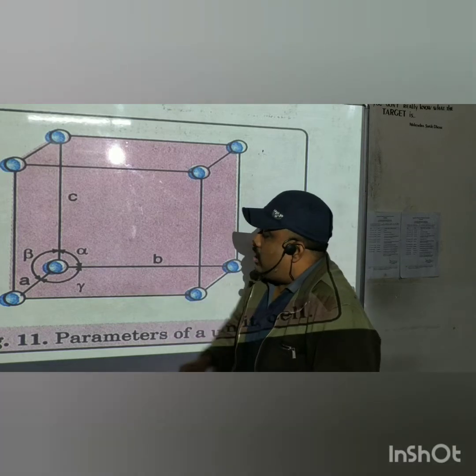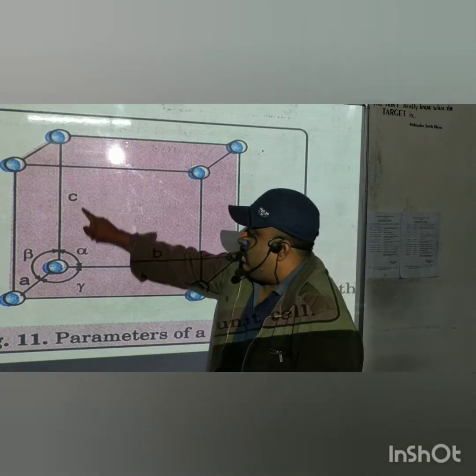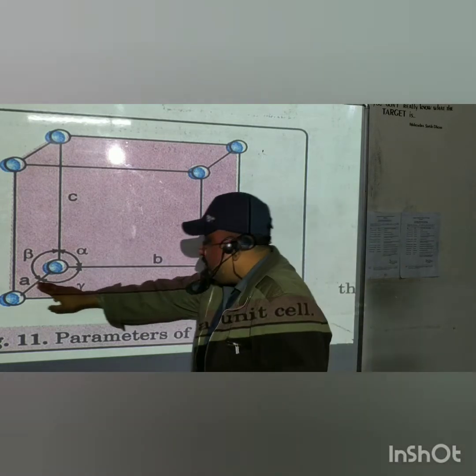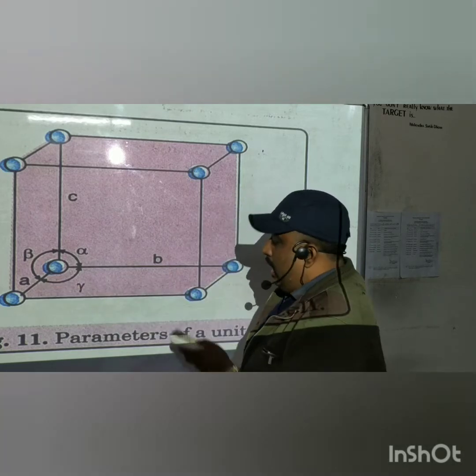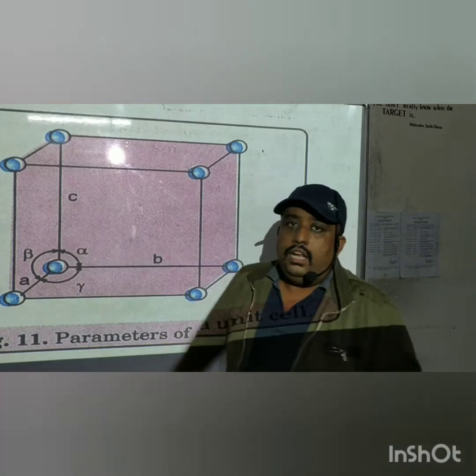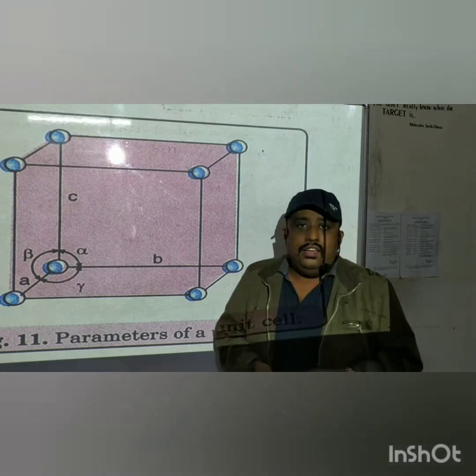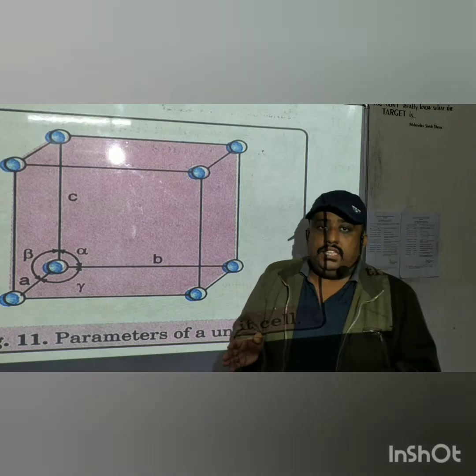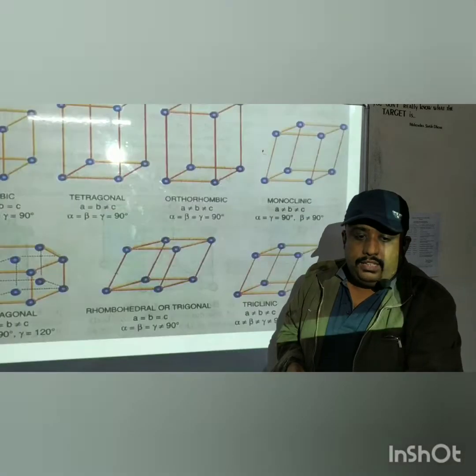And you have edge angles. The angle between two of the edges B and C is depicted by alpha. The angle between the other two edges B and A is depicted by gamma, and the angle between the edge lengths C and A is depicted by the angle beta. One interesting thing about the cubical unit cell is that the edge angles alpha, beta and gamma are equal to 90 degrees, and all the edge lengths are equal. You have to keep that in mind.